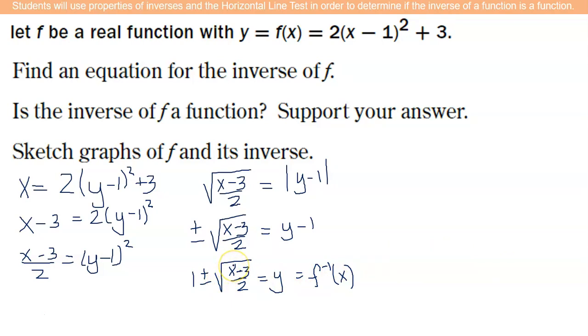4 minus 3 is 1. 1 divided by 2 is 1/2. So I have 1 plus 1/2, which is 3/2, and 1 minus 1/2, which is 1/2. So I put in x and I got positive 3/2 and positive 1/2. Two different values for one x. So my answer is that this is not a function. It is not an inverse.